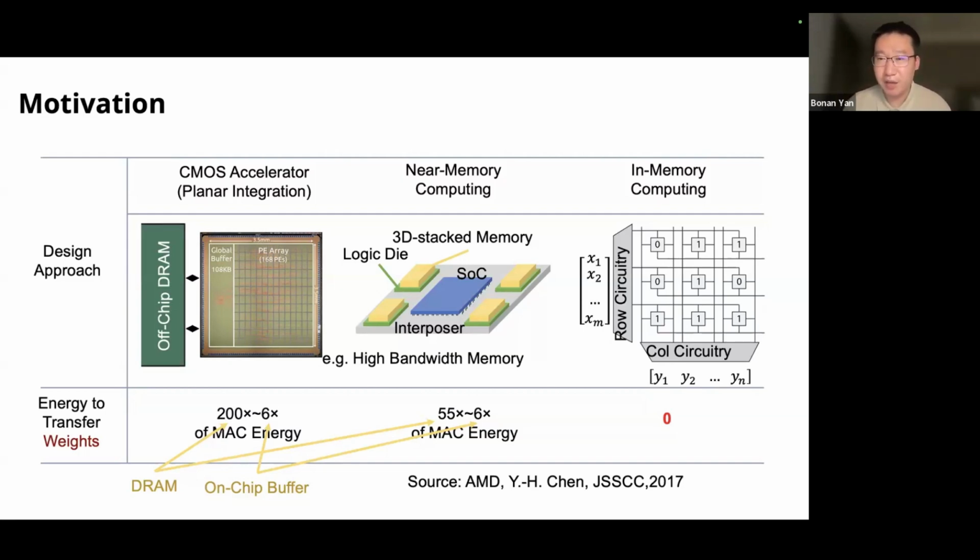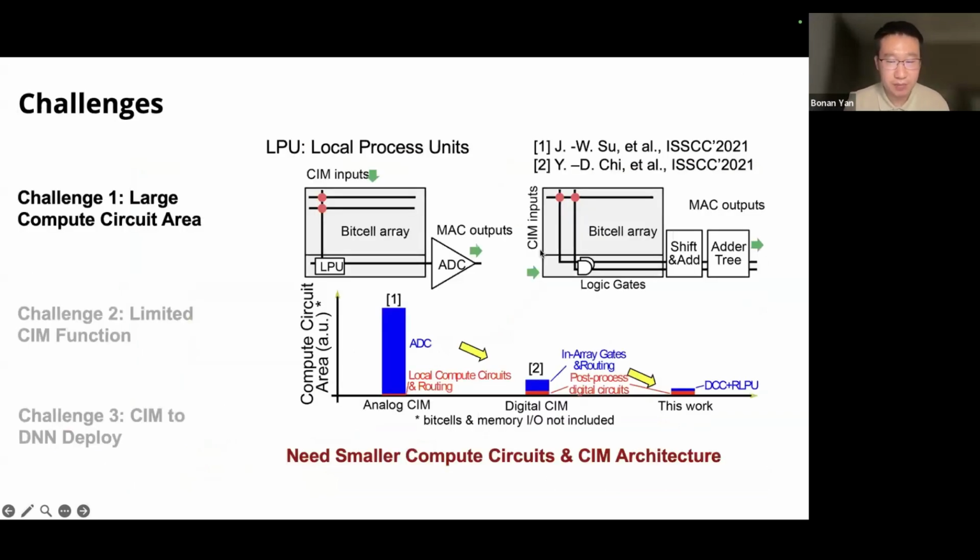And of course, the ideal case is in-memory computing. Once we load the parameters into the chip, we can reuse them again and again, and we don't have to use any additional energy to transfer the weights. That's why we get zero to transfer the weight here. This is the ideal case, and what we want to do is in-memory computing. This is the dream. To realize this design, we can see some challenges.